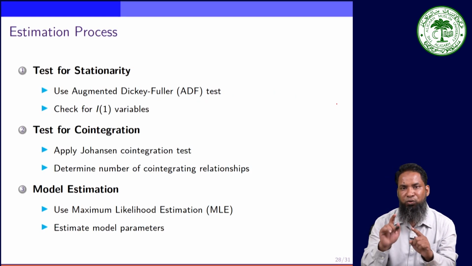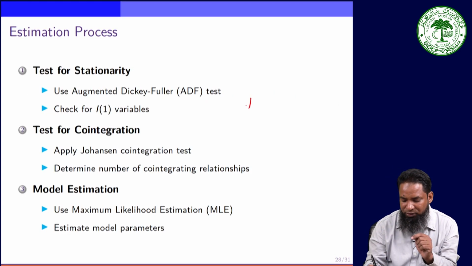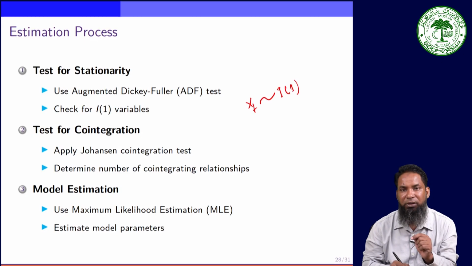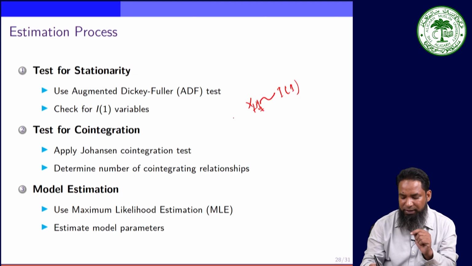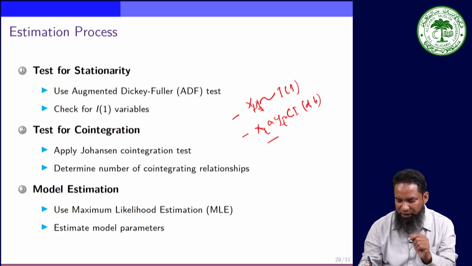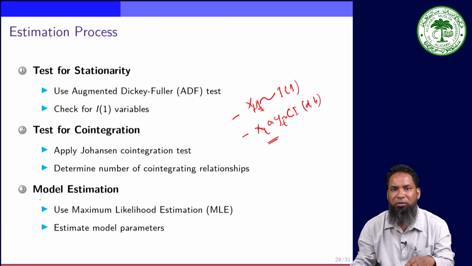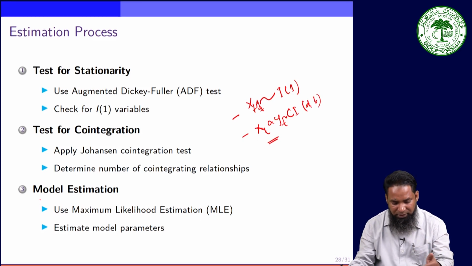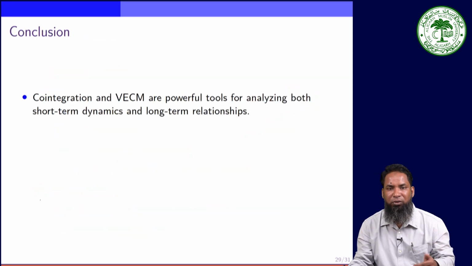That means there are two conditions. One, the series should be non-stationary, let us say I(1), both the series xt and yt. The second condition is that both xt and yt should be cointegrated. Then only will we be able to use the vector error correction model. And this is the procedure we should follow.